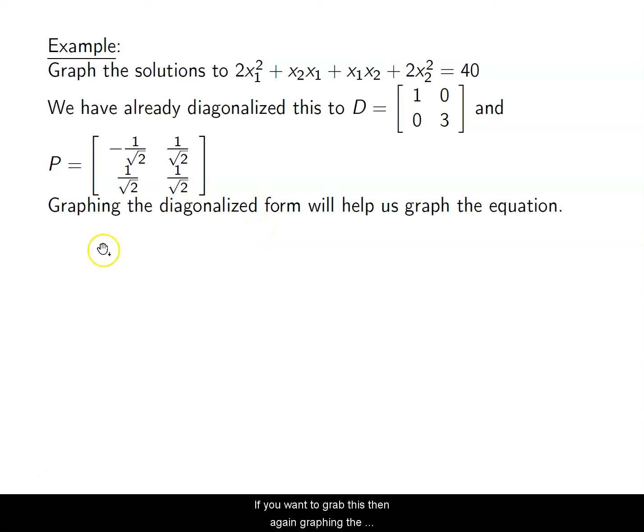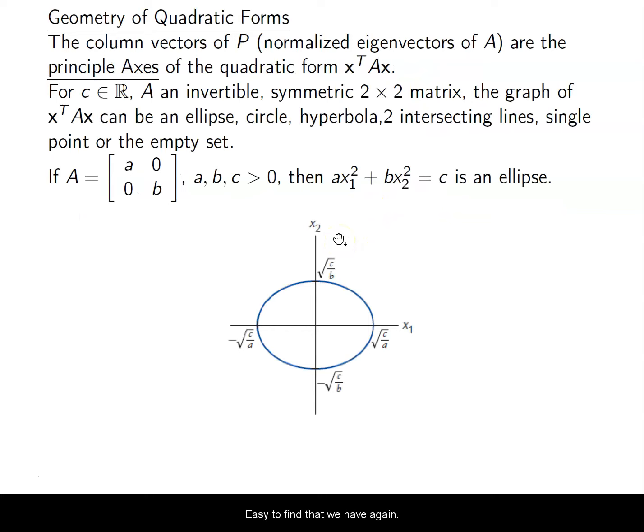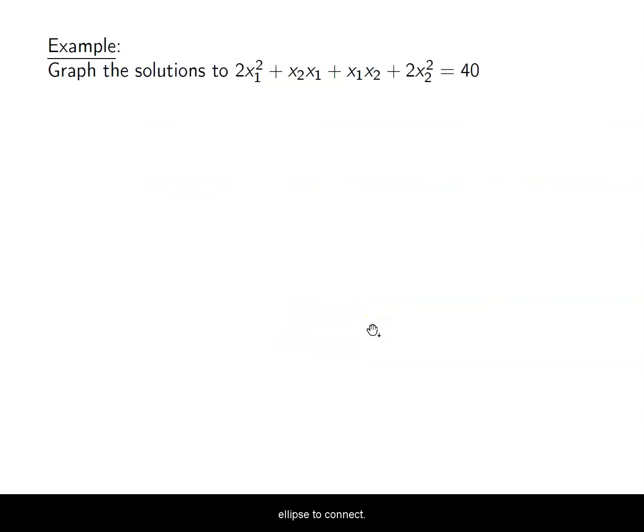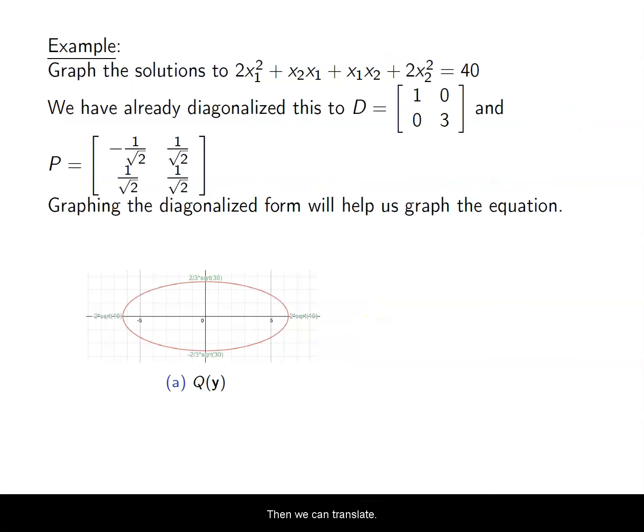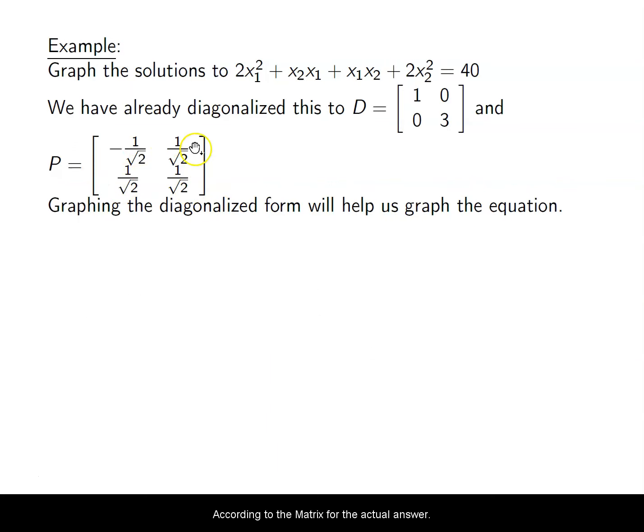So if we want to graph this, then again, graphing the diagonalized Q of Y form makes it way easier. So we're going to do that first because it's easy to find that. We have, again, formulas for finding the endpoints of the axes, and then we can just draw an ellipse to connect them, right? And then we can translate that according to this P matrix for the actual answer.